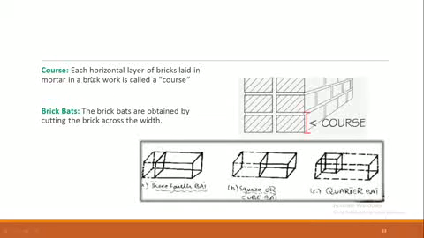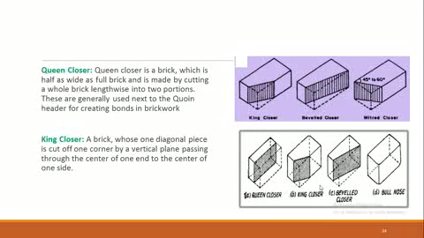As I have already told you, each horizontal layer of bricks laid in mortar in brickwork is called a course. Here you can see that each separate layer of brick masonry is called a course. This layer is a course, this one too, and all these are called courses. A brick bed is the portion of the brick obtained by cutting the brick across the width. This is a 3/4 bed, this is a square bed, and this is a quarter bed.